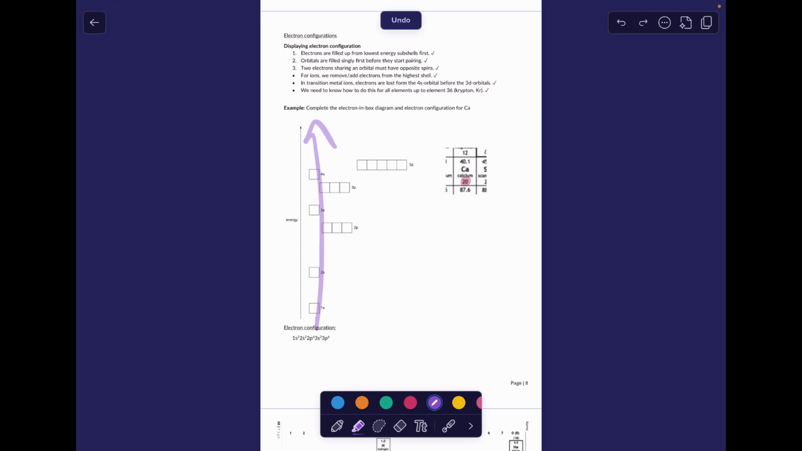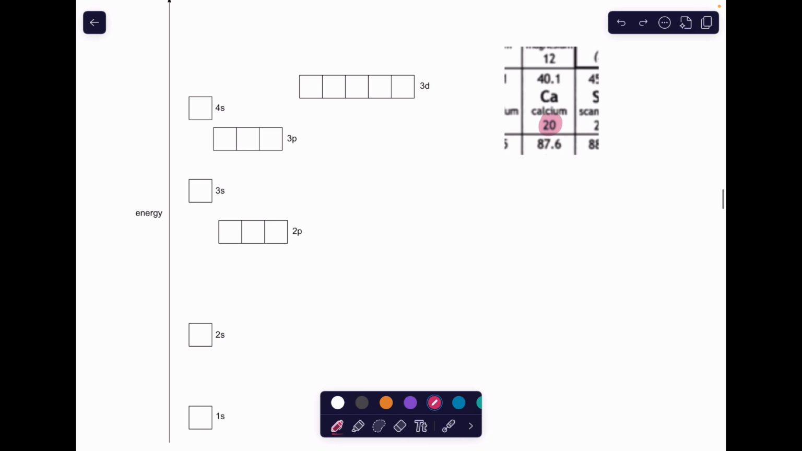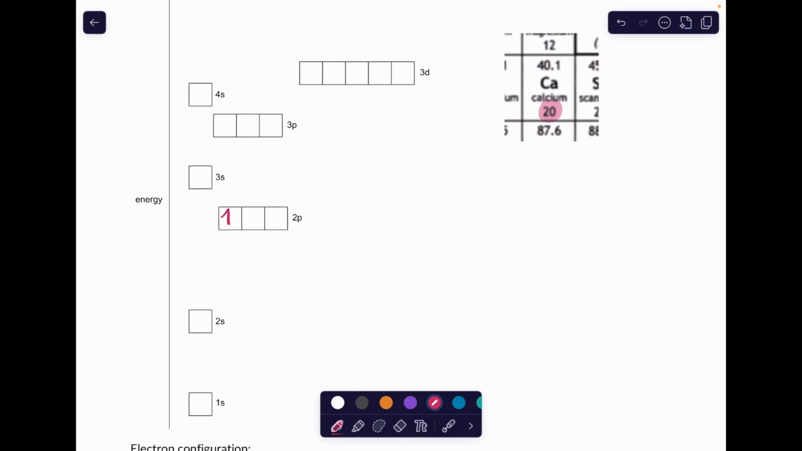Orbitals are filled singly first before they start pairing. So what this means is when we get to p, and don't worry, I'll show you this in practice, we do one electron here, one here, and then one here. A bit like people on a bus: when they get onto one seat, and the next person gets on another seat, and eventually when all the seats are taken, we start pairing them up. He sits there, she goes there, and they go here. So that's essentially how they're going to be paired up.